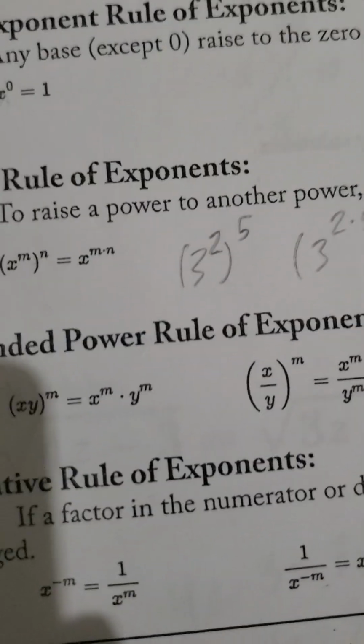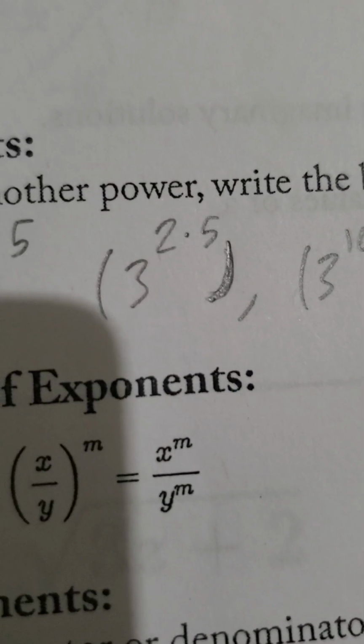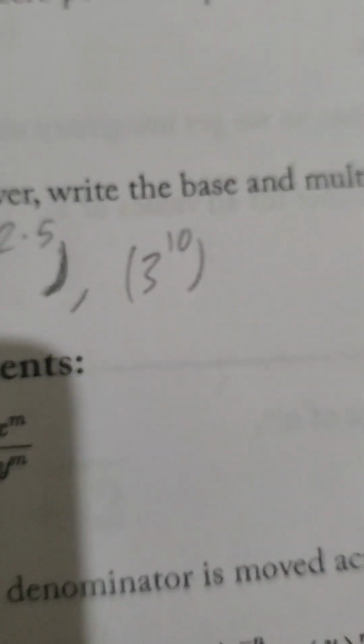So 3 squared to the 5th power is equal to 3 raised to the 2 times 5 power, which is just 3 to the 10th power. And then the negative rule of exponents.